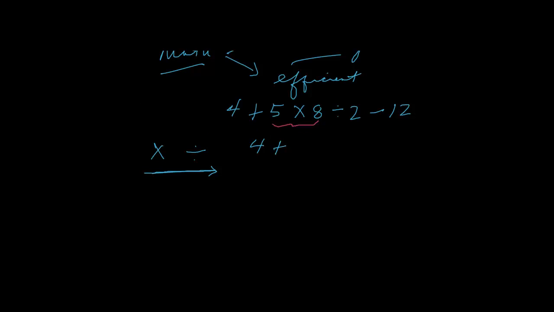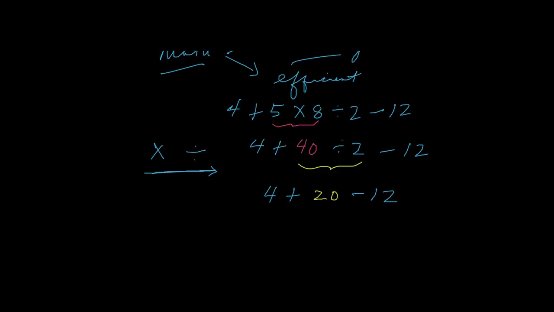plus 5 times 8 becomes 40. Then we finish the rest, divided by 2 minus 12. Now we took care of the multiplication first, and this division is second. If we'd encountered it first from left to right, we would have done it first, but since it's the second operation we encounter of these two, we do that next. So we do 40 divided by 2. We keep the 4 plus 40 divided by 2, which is 20, minus 12. And finally, those two are done.